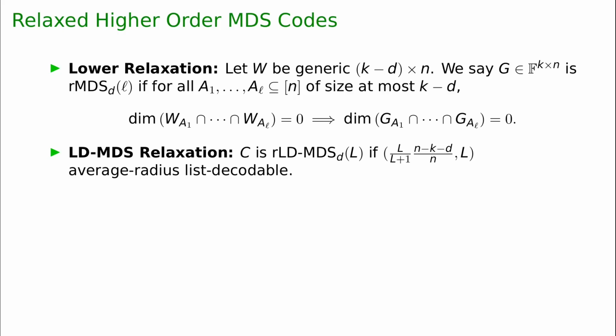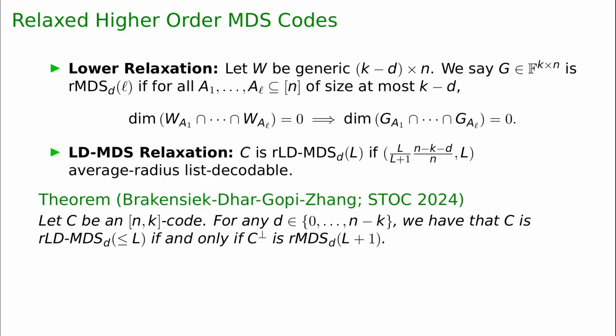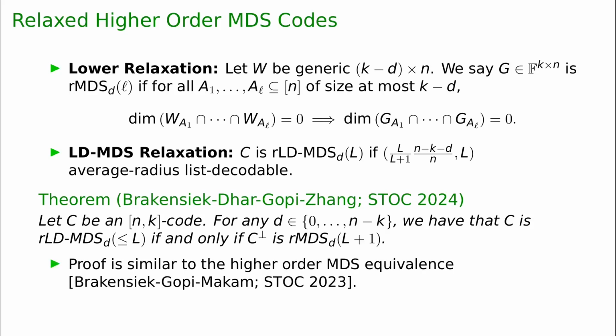So again, here are the two definitions, the lower relaxation and the RLD-MDS relaxation. And what we show is that these are essentially equivalent, up to duality. For any relaxation parameter d, if you relax the RLD-MDS notion, then its dual is a relaxed higher order MDS code in the lower relaxation definition. And the proof of this is very similar to the proof in the case of normal higher order MDS codes, and in fact you recover it with the parameter choice of d equal to 0.